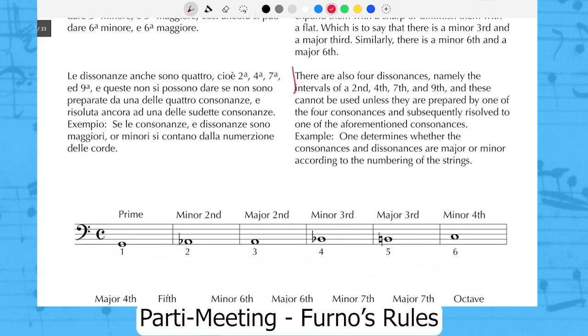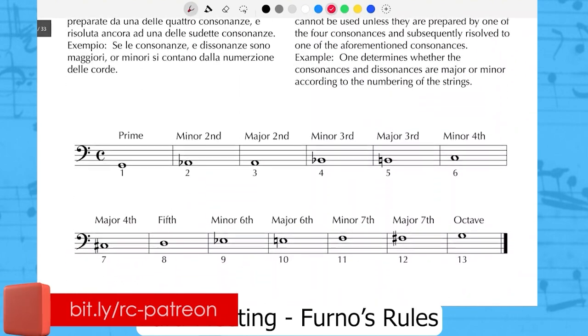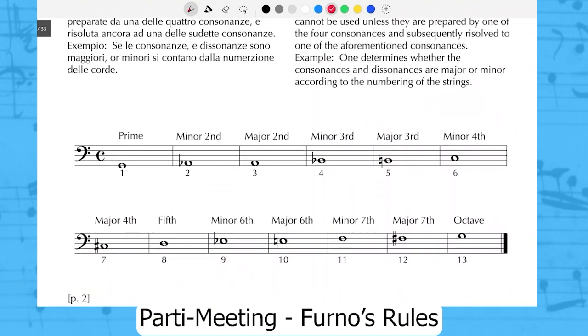There are also four dissonances, namely the intervals of a second, fourth, seventh, and ninth, and these cannot be used unless they are prepared by one of the four consonances and subsequently resolved to one of the aforementioned consonances. Example: one determines whether the consonances and dissonances are major or minor according to the numbering of the strings. Okay, good. We have prime.